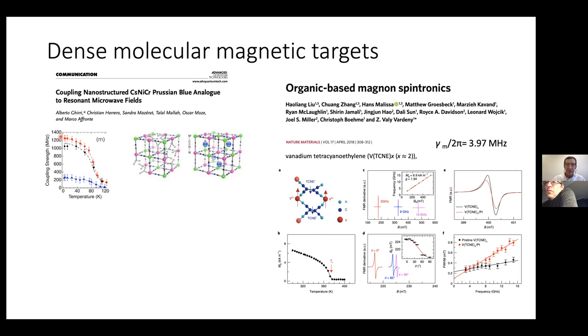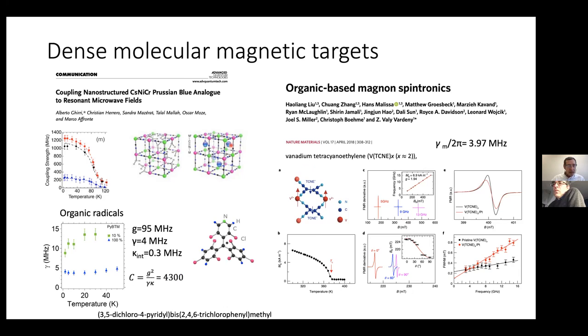A very strong coupling and also a very sharp line width, also in this case of the vanadium tetracyanoethylene. So I would say these systems are also comparable. They have performance which is comparable with the inorganic systems. They are also better if we are looking, in particular, for nanostructured systems.